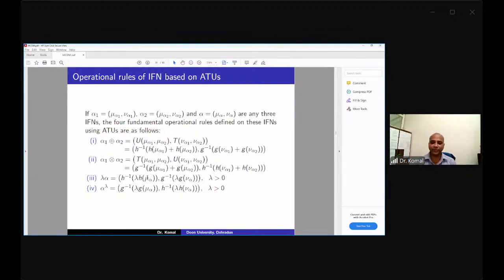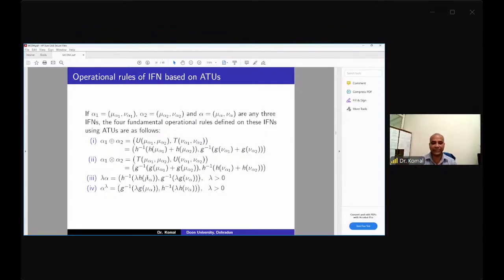So we are having these three numbers, and now using these three numbers, we can generate these four arithmetic operations. So first arithmetic operation is the sum. Alpha 1 plus alpha 2 is nothing but a two-tuple. The first quantity is evaluated with the help of the T-conorm, U of mu alpha 1 and mu alpha 2. And the second quantity can be evaluated with the help of the T-norm, T of nu alpha 1 and nu alpha 2.